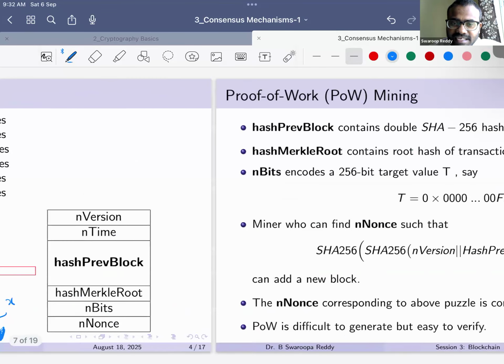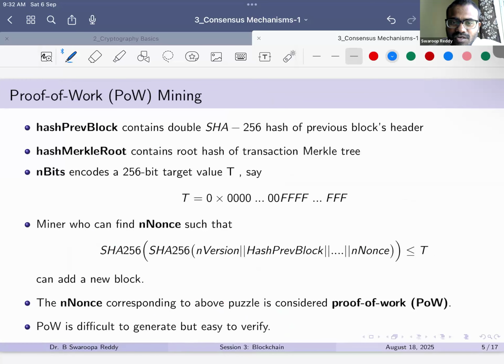The next thing is the hash Merkle root. You already saw in the previous class that the Merkle root comes from combining all the transactions into a Merkle tree, constructing the Merkle tree, and computing the Merkle root, which is the end point of that Merkle tree. You have already seen that Merkle tree in the previous session, and I have also given that Merkle tree as an assignment.